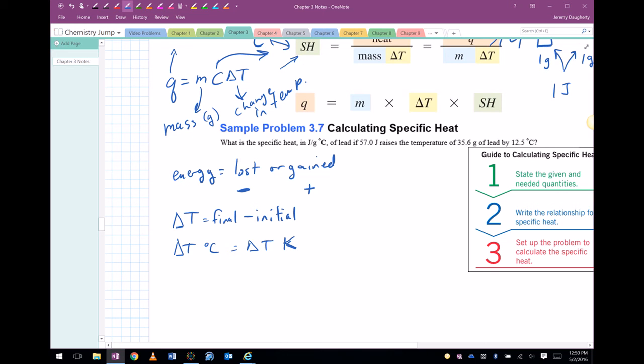So if you're given the temperature in Kelvin, use it. If you're given the temperature in Celsius, use it. If you're given the temperature in Fahrenheit, throw it back in their face, tell them I'm not doing this. No, I won't give you any Fahrenheit.